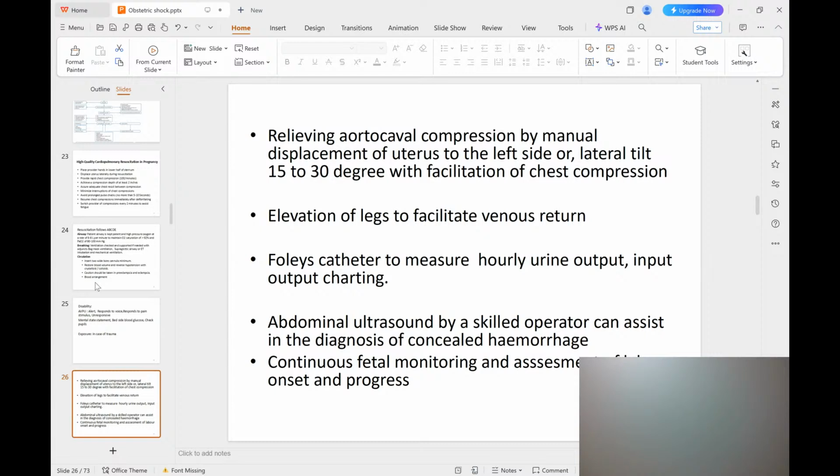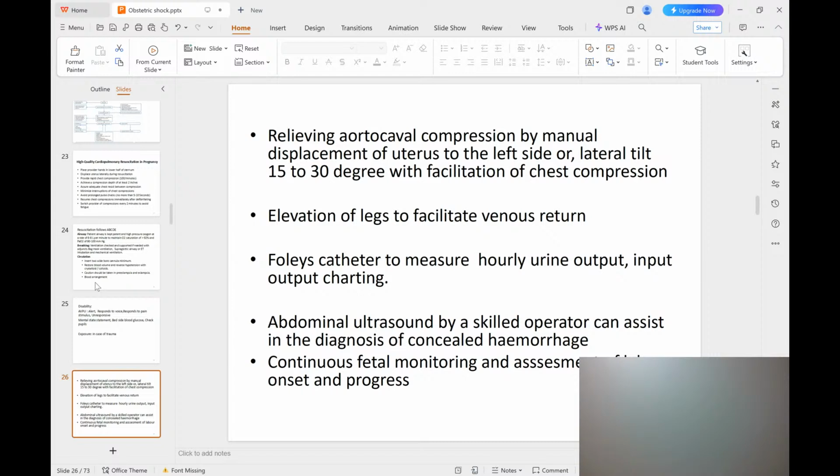Relieving the aortocaval compression is very important, with left lateral tilt or 15 to 30 degrees of lateral tilt with some kind of wedge underneath will be helpful, and elevation of the legs will facilitate the venous return. A Foley catheter is placed to monitor hourly input output charting, and also ultrasound by a skilled operator can help the diagnosis of concealed hemorrhage, and continuous fetal monitoring and assessment of labor onset and progress is required.